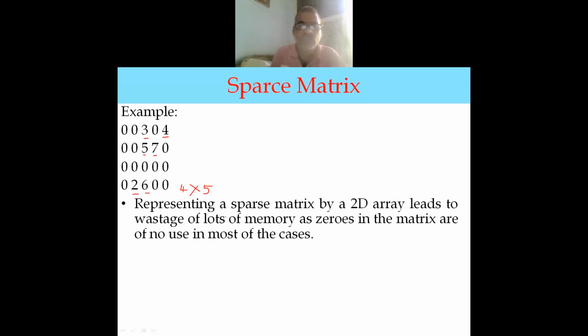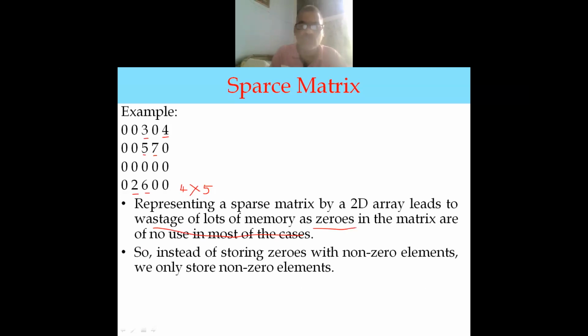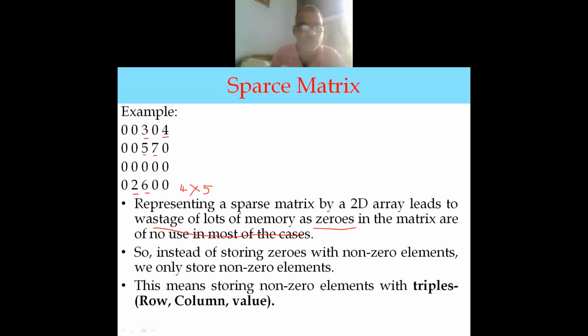If you store this as it is, we waste a lot of memory, as we are storing only zeros. So instead of storing zeros along with the non-zero elements, we store only the non-zero elements. The remaining zero elements we won't store. How do we store these non-zero elements? We store them using triplets: in which row and which column that non-zero element is present.